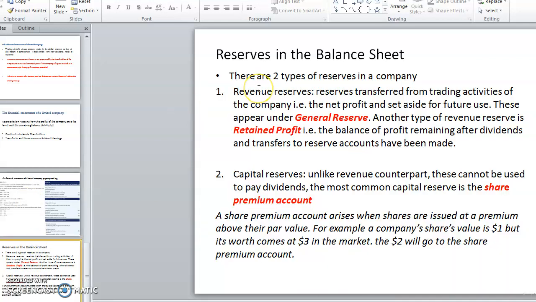Now what is a reserve? Actually, what do we do with it? What is the purpose? How are they created? Where does the money come from? I'm going to discuss it all with you today.